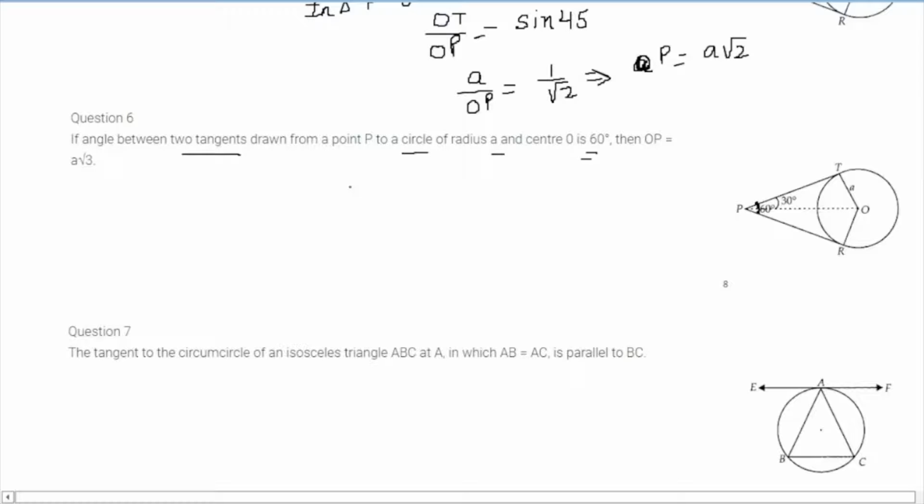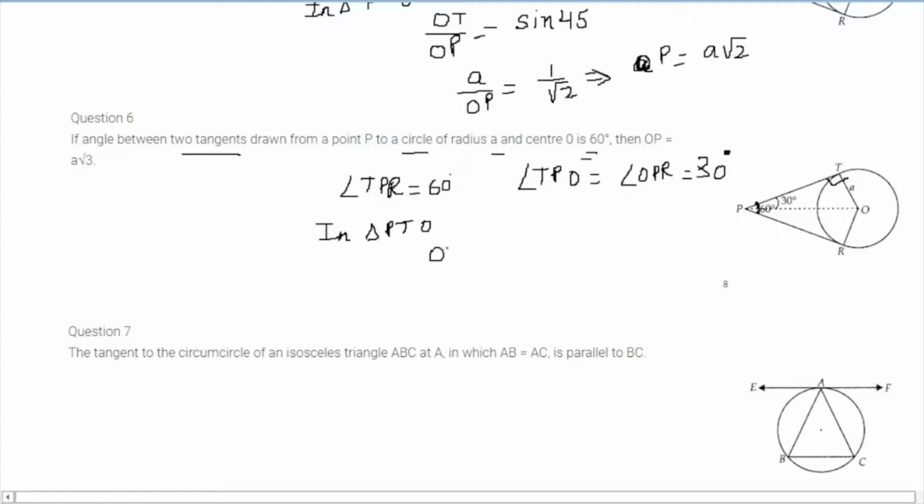Again, it's given here that the measure of angle TPR is 60 degrees. Also, angle TPO and angle OPR are equal because OP is bisecting the angle TPR, so they both are equal to 30 degrees. And angle PTO is 90 degrees because PT is a tangent to the circle and OT is the radius.